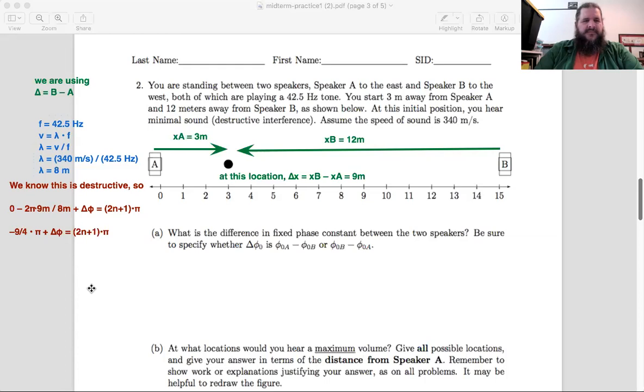So what I did, just to make it easier, is I multiplied the pi into 2n plus 1, so it's just distributed. It's easier to look at. And then, continuing the basic algebra, I added the 9/4 pi to the other side. So that would give us delta phi, little phi, equals 2n times pi plus 9/4 times pi. And then if you combine those, what's 1 pi plus 9/4 pi?